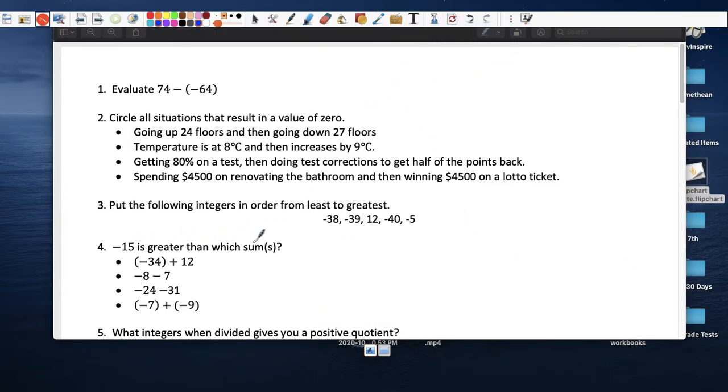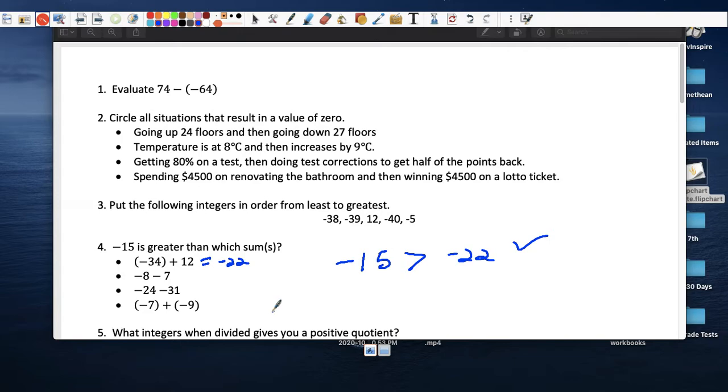Which negative 15 is greater? So negative 15 is greater than which of these four sums here? Which of these four? So unfortunately, you would have to actually evaluate each of these expressions and find out. So negative 4 plus 12 is, and again, we have more negatives, so that would be negative 22. Is negative 15 greater than negative 22? So let me just write here, negative 22.